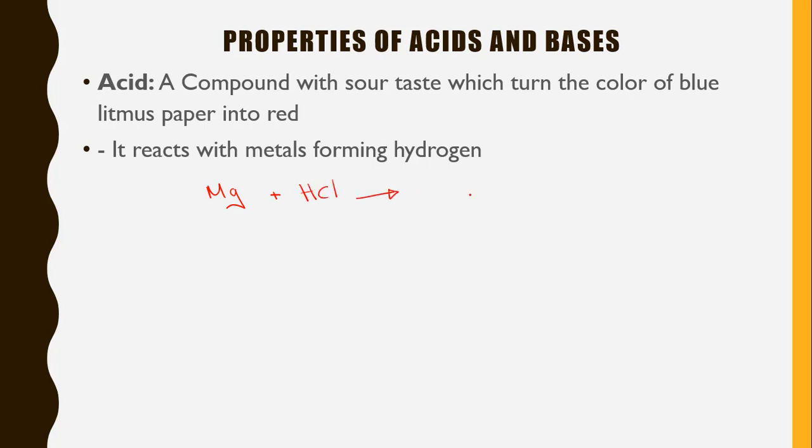Okay, it gives us magnesium chloride. Magnesium is more active than hydrogen, so it replaces it. It gives us magnesium chloride MgCl2 plus hydrogen gas evolves. So what happens here? Of course we must do balancing: Cl2, so we put 2 here so the equation is balanced. So acids react with metals forming hydrogen.